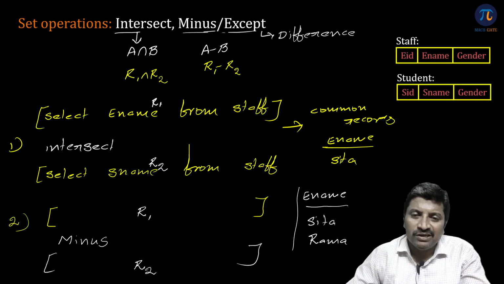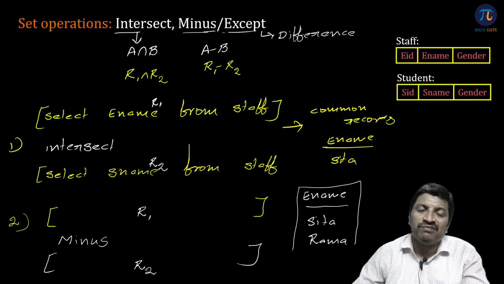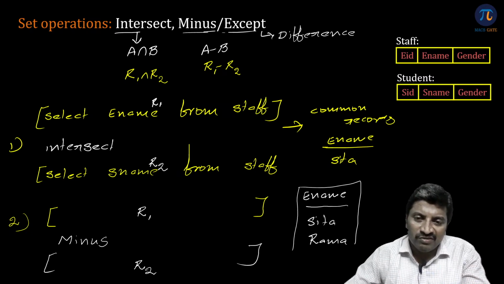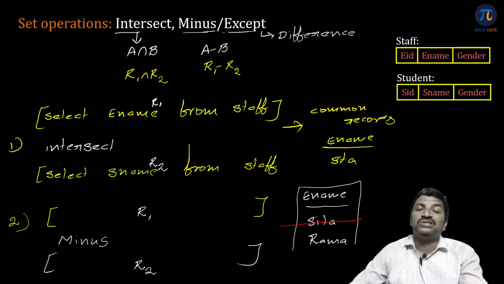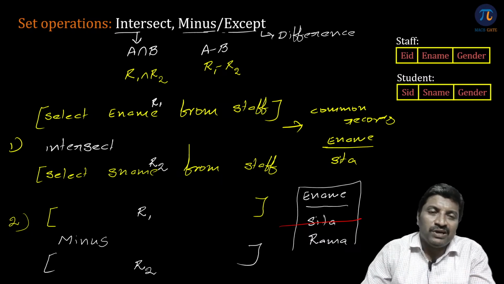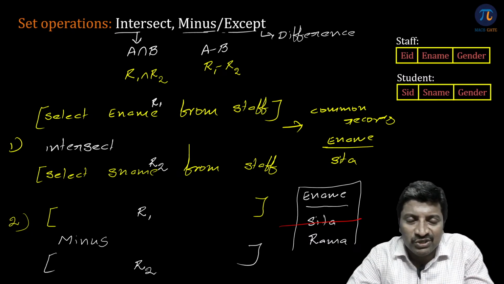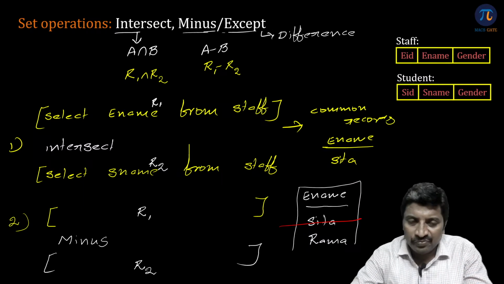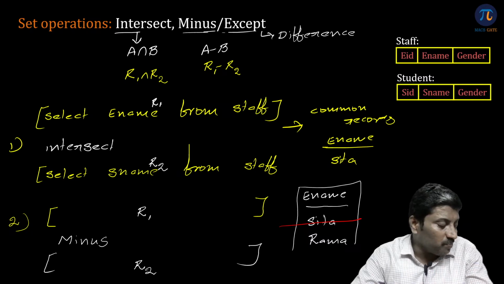From this result, I want to delete the records of R2. What are the records you are having in R2, sir? You are having Sita in the second table. So Sita will be deleted. Only Rama will be displayed. This intersect, minus, union we have discussed in relational algebra and relational calculus also. This is about the set operations.